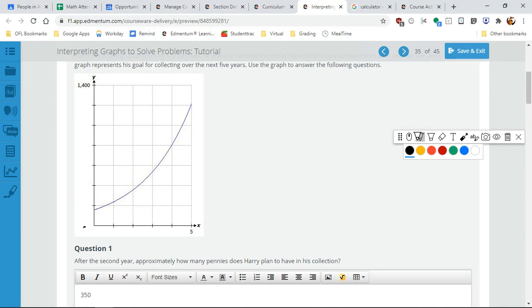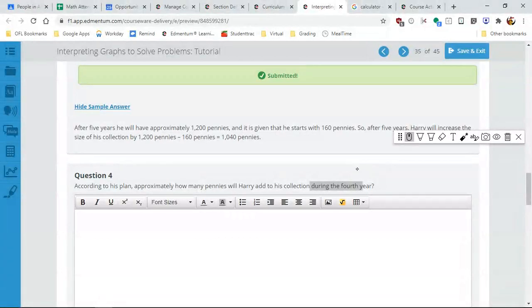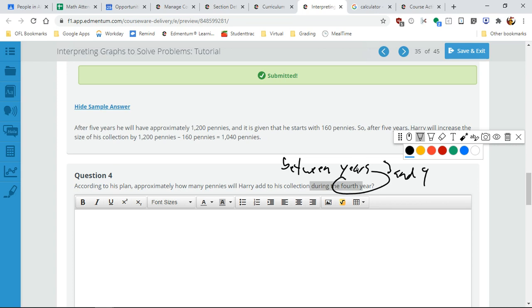So basically, his 1st year is from here to here. So his 4th year is from year 3 to the end of year 4. So we're going to take this number and subtract this number. That's what it means during year 4. It's worded really weird. I would have liked to see how much does he need to add to his collection between years 3 and 4. Instead of saying the 4th year, it's worded very confusing, but now you kind of know what it means by during this 4th year.